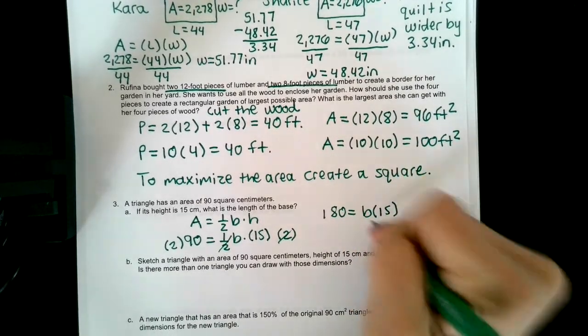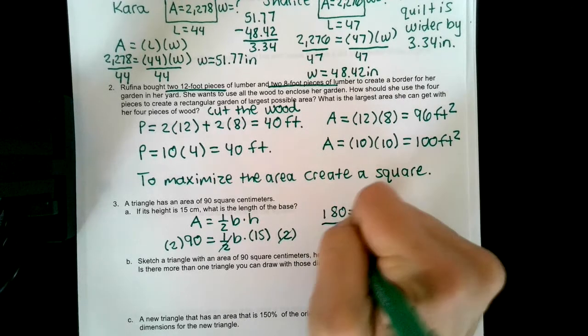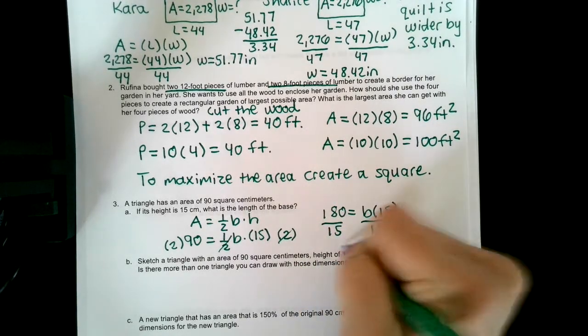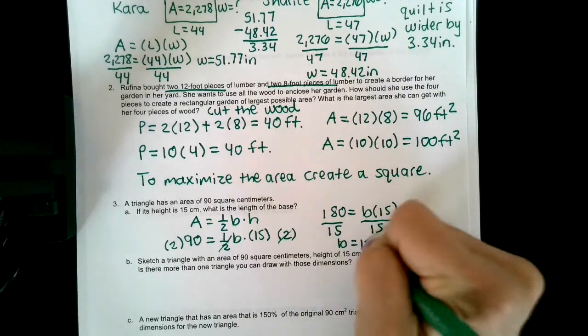Now I'm going to solve for b by isolating that variable. I'm going to divide both sides of my equation by 15, and I'm going to get that b is equal to 12 centimeters.